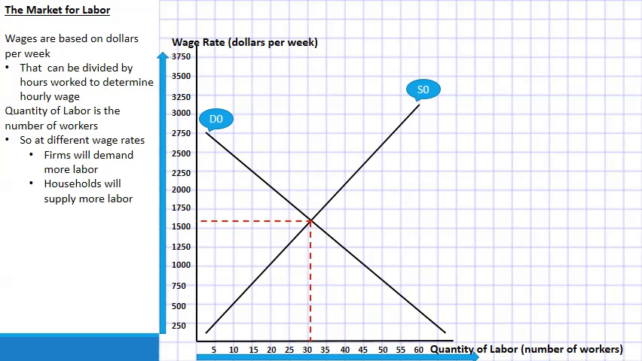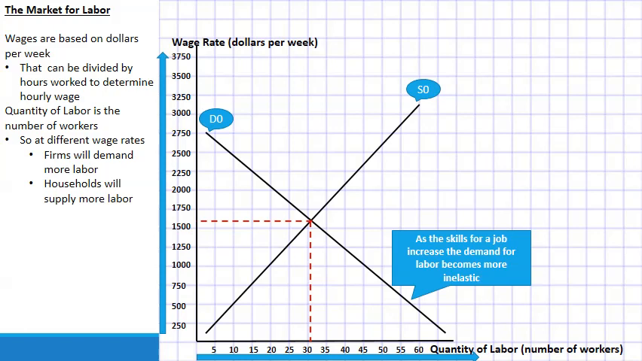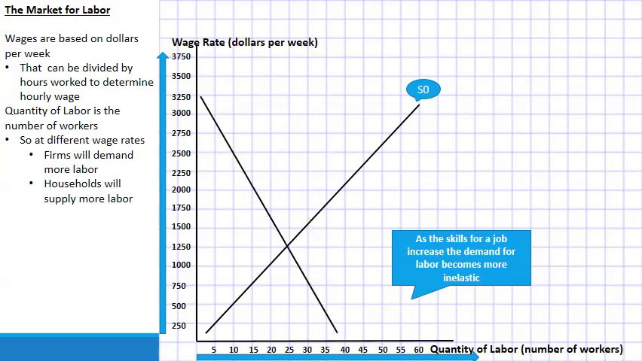Now we can, of course, divide that by 40 and tell you how much each one of these guys is making per hour. Now, as the skills for a job increase, the demand for labor becomes more inelastic. The reason for that is pretty simple. As you increase the skills needed to work in a job, you're automatically decreasing the number of people who can actually obtain that job. And so therefore, demand looks more like this. It's more inelastic. So as wages rise in a skilled market, it doesn't have too much of an effect.